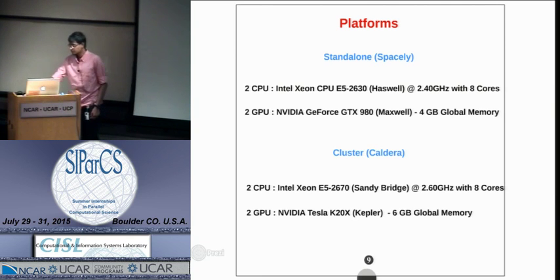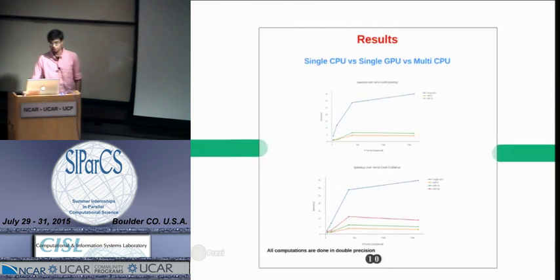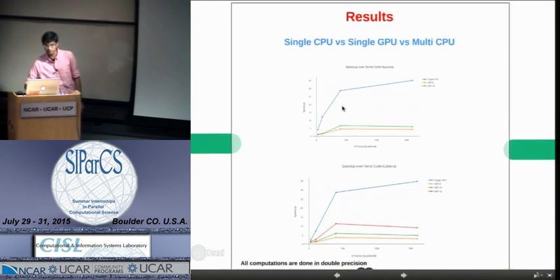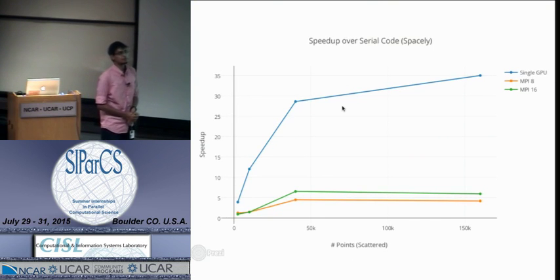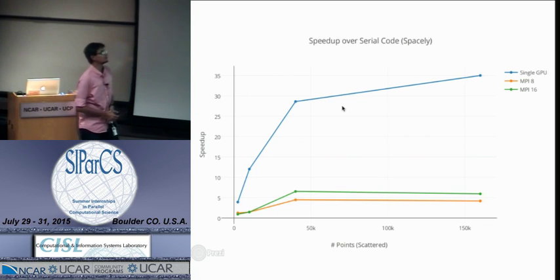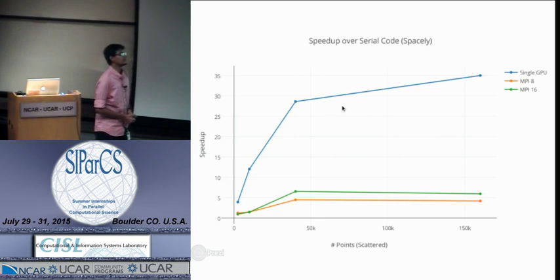So first I have the single CPU versus single GPU versus multi-CPU results here. What we observed was, for the time stepping part, as compared to a fairly optimized serial code, we have really good speedups with a single GPU. But as I mentioned earlier, the communication hits the performance of the distributed implementation hard here. MPI 8 is the 8-core CPU implementation, and MPI 16 is using 16 cores.